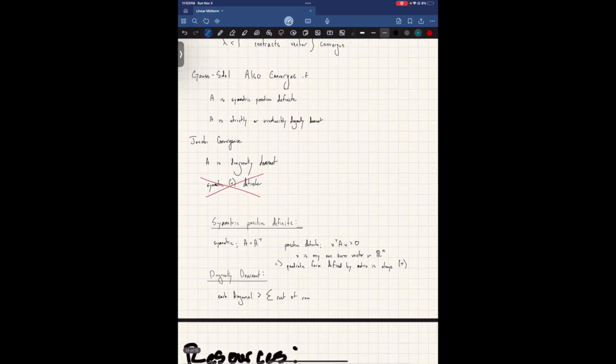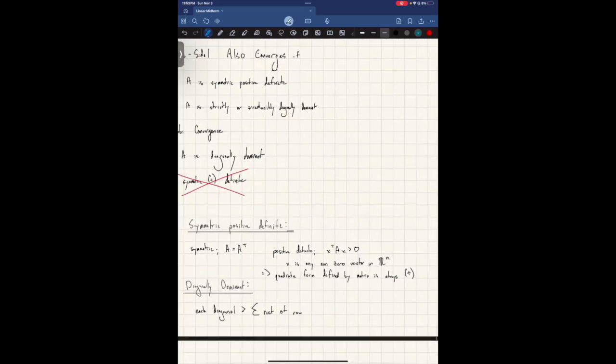And just to define these before we wrap up, symmetric positive definite is where it's symmetric, where A is equal to A transpose, and positive definite means for any non-zero vector in Rn, that vector transpose times A times that vector will be greater than 0. And this yields a quadratic form that is defined by the matrix always being positive, and this is just useful for consistency throughout calculations.